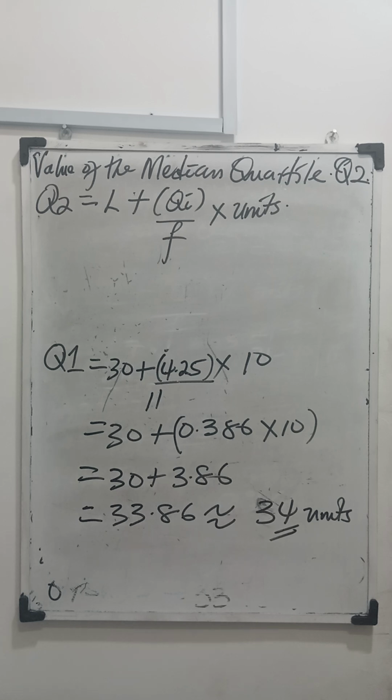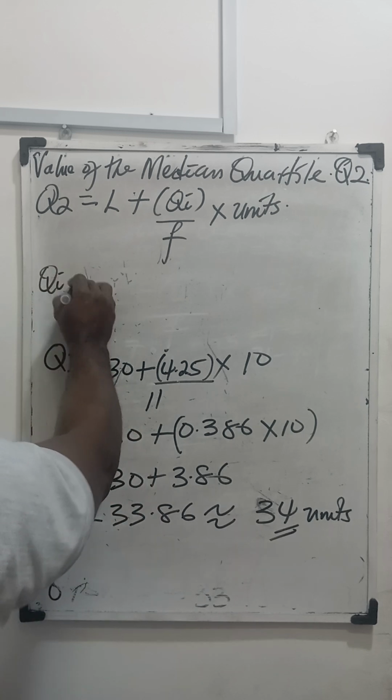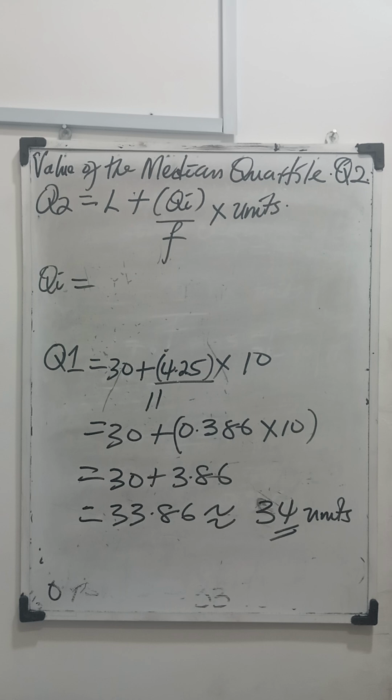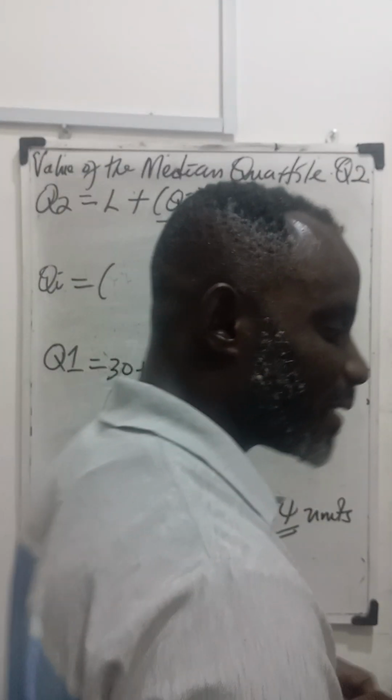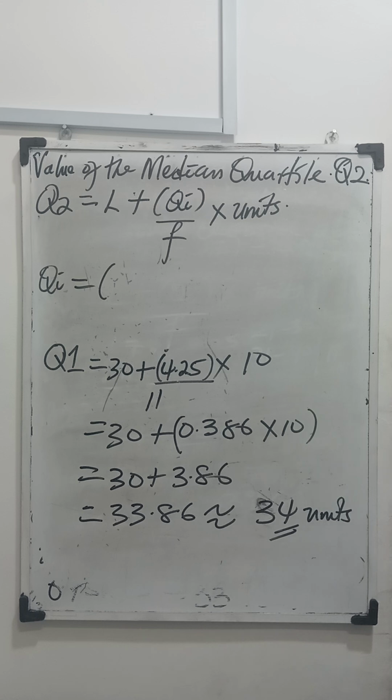But before we go ahead to get the median quartile, we want to determine the quartile items. Please just pay attention first before you go to write. For us to get the quartile items, we need to subtract from the median quartile. When we calculated the median quartile at the first instance, this is what we got.